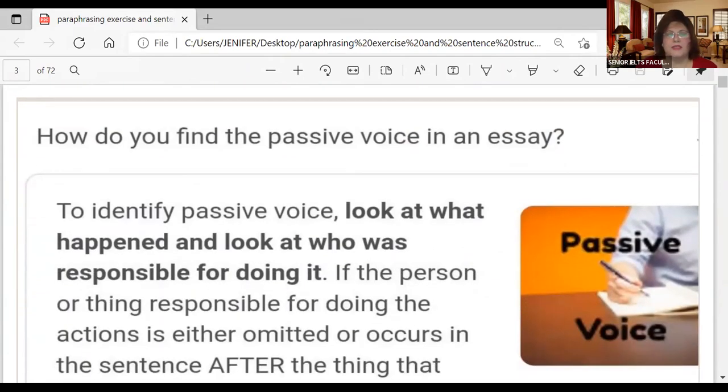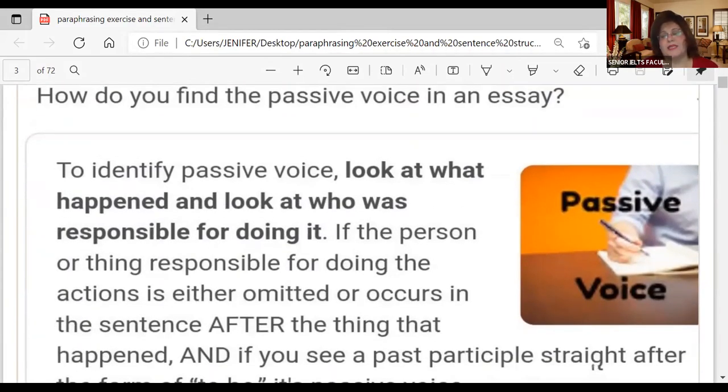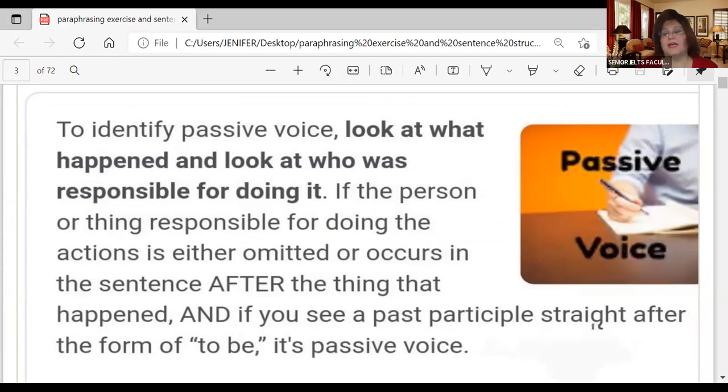So let's start. How do you find the passive voice in an essay? Very, very important. To identify whether it is a passive voice or an active voice, for passive voice, look at what happened and look at who was responsible for doing it. If the person or thing responsible for doing the action is either omitted or occurs in the sentence after the thing that happened, and if you see a past participle straight after the form of to be, it is a passive voice.